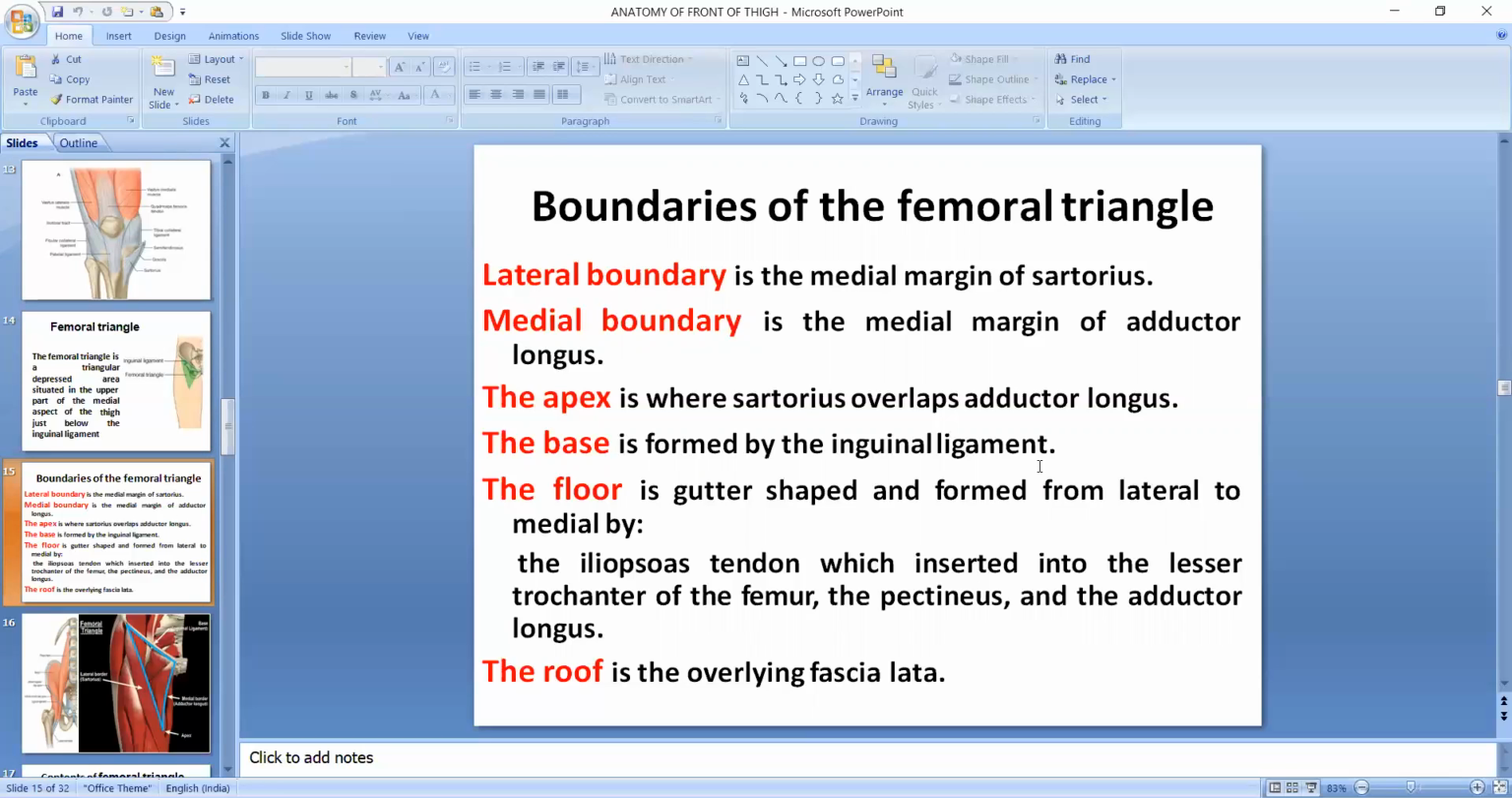The floor is gutter shaped and formed from lateral to medial by the iliopsoas tendon, which is inserted into the lesser trochanter of the femur, the pectineus, and the adductor longus. The roof is formed by the overlying fascia lata.